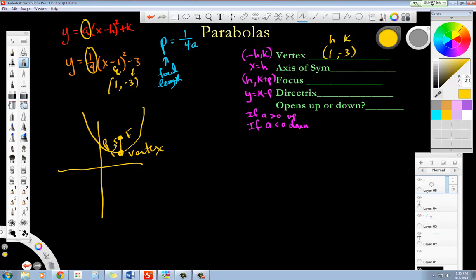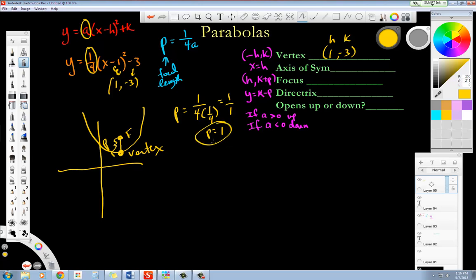All right, so if I want to find out how long p is, I'm going to do p equals 1 over 4 times a, where a is 1/4. Now, 4 times a fourth is 1. Think about it: if you have 4 people and I said, a fourth of you come here, that's 1 person, right? So that's going to be 1 over 1, which is 1. So p equals 1. And that doesn't satisfy any blanks, but it does allow us to find the focus and the directrix, which I'll talk about in a second.